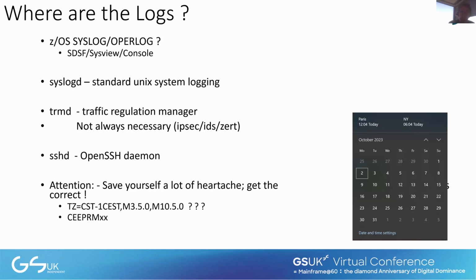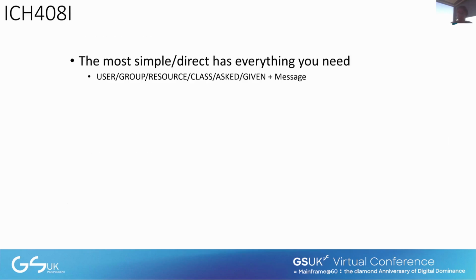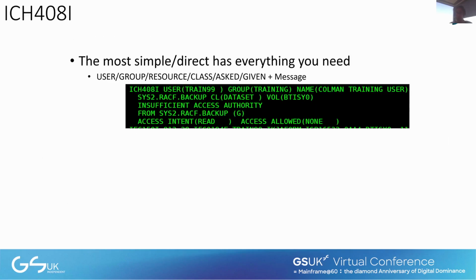Yeah, and this one goes into Language Environment, CEEPRM, and the parameter. ICH408. This is very simple. In any form or fashion, the message will give you the user, the group, the resource, the class, what was asked, and what was given. And you've got a user, training, okay, you've got the item that you wanted, what happened, the actual RACF object that blocked you, and what you wanted. Read, access allowed, none. And that's very straightforward.